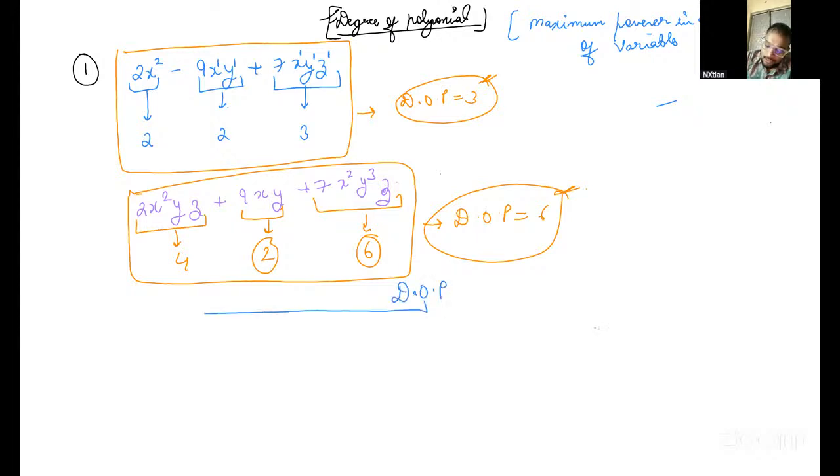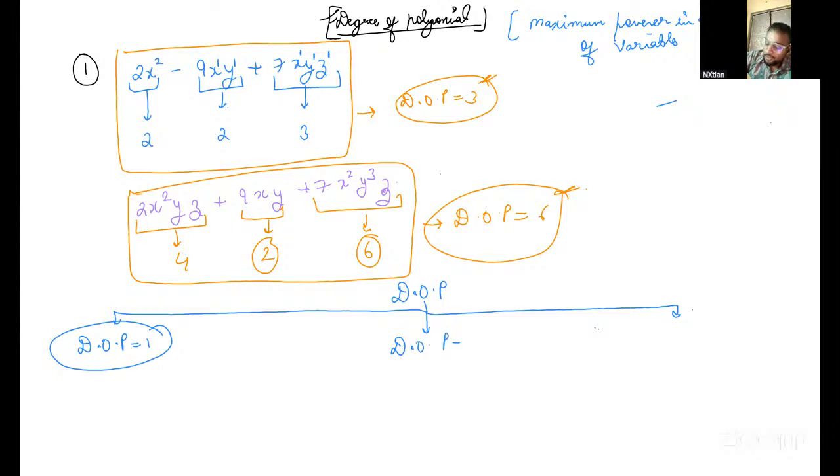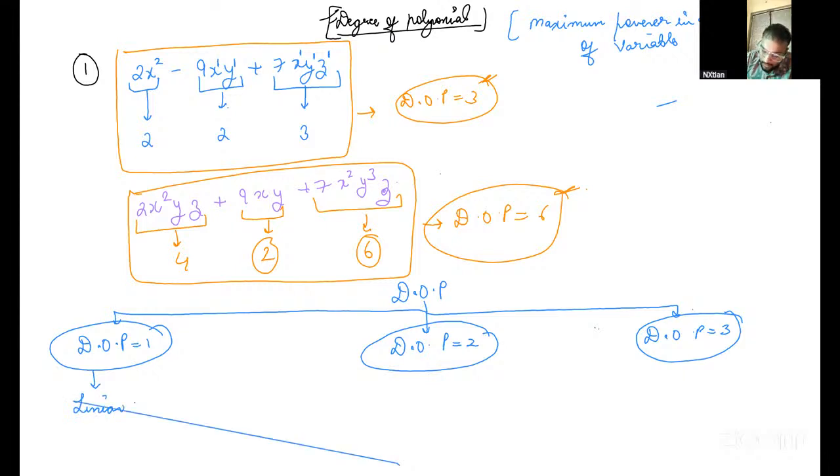Now there are basically three types of degree of polynomials. First, if the maximum power or the degree of polynomial of the equation is 1. Second, if the degree of polynomial or the maximum power is 2. Third, if DOP or degree of polynomial is 3. Okay, so if DOP is 1, it's called a linear equation. What equation? Linear equation.